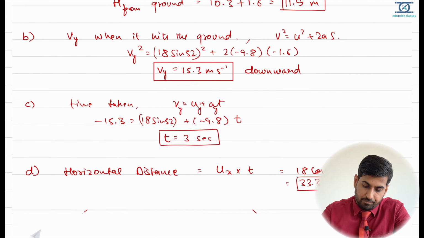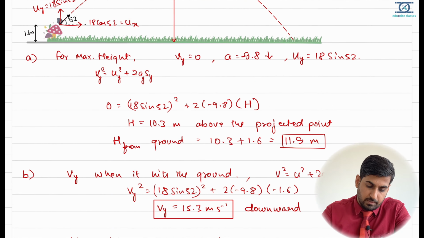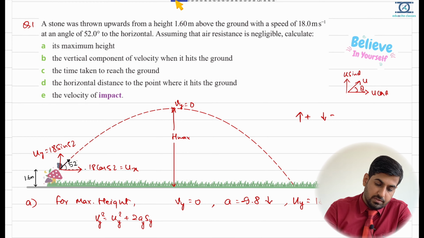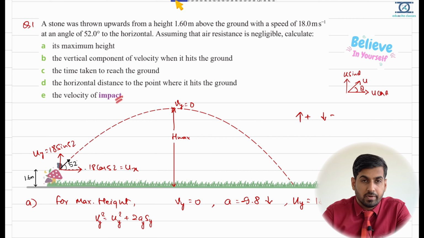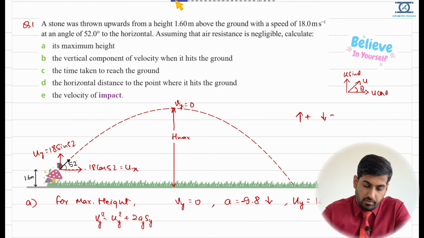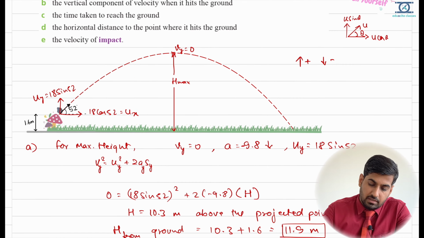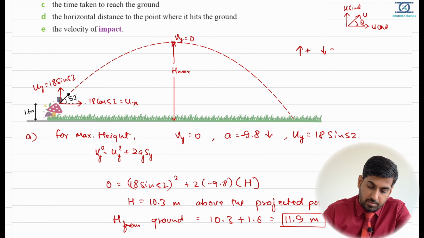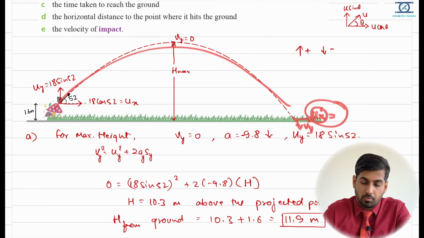Okay, I hope it is quite clear. Now the velocity of the impact, this is very important, and the majority of students are confused about how to find it. Whenever they ask us the velocity, you have to specify the magnitude as well as the direction, otherwise you will lose your mark. So the velocity at impact will again involve vy and ux. The component ux is not changing throughout the projectile, it remains the same. I hope you know this.